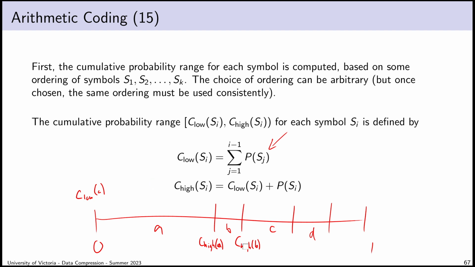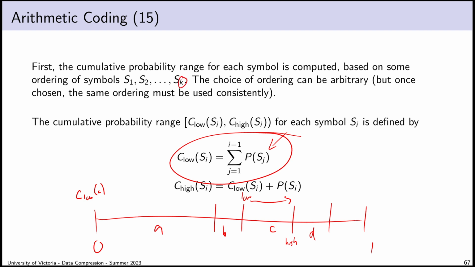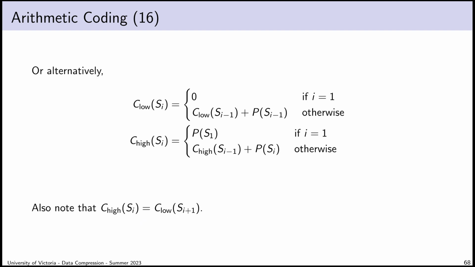Well, basically, I compute C high by first taking C low, and then here's the low for C. I just add the probability of C to that to get C high. So there's the high for C. The way this is defined, the sort of iterative approach, makes it look like computing C low is a k squared operation, squared in the number of symbols. But actually, you can write this as a recurrence and then you compute it in linear time.